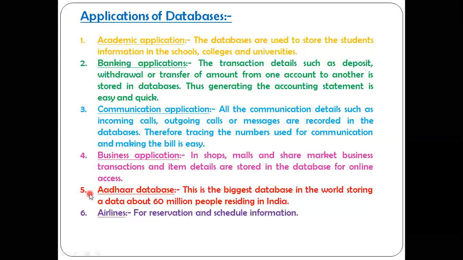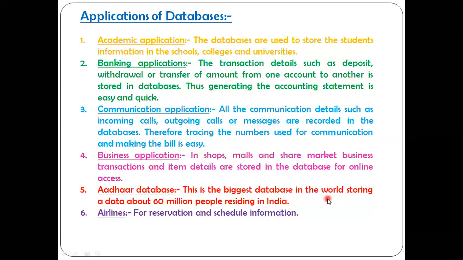Well, move on to the next one, the fifth one, that is the Aadhaar database. Everyone is having their own Aadhaar card. I think 100% everyone is having their own Aadhaar. During the making of the Aadhaar card, they will take the complete information: name, father name, date of birth, address, and your fingerprints and retina scan. Everything will be stored in their database. Have a look at this. This is the biggest database in the world.